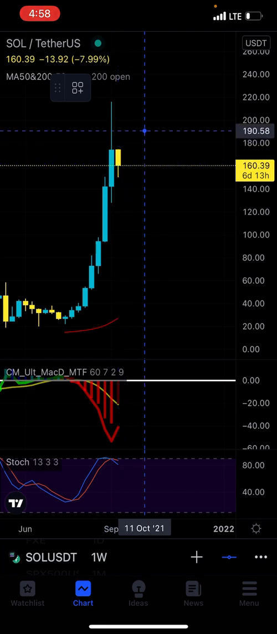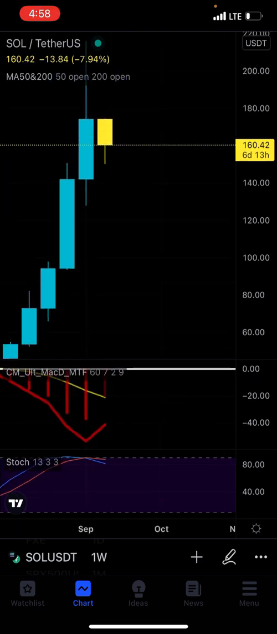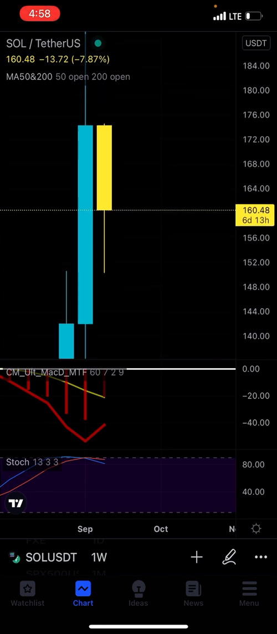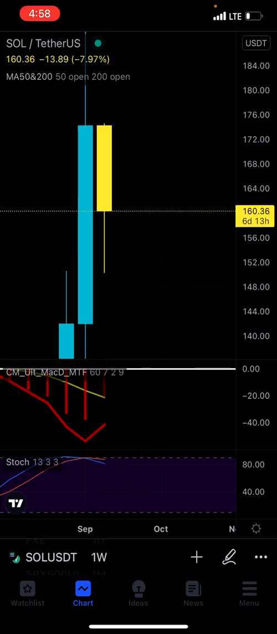There's a really tiny wick. I don't know if you can see it. I can probably zoom in and show you to give you a better idea. If you zoom in, you can see there's a tiny wick. You see that little tiny wick right here?